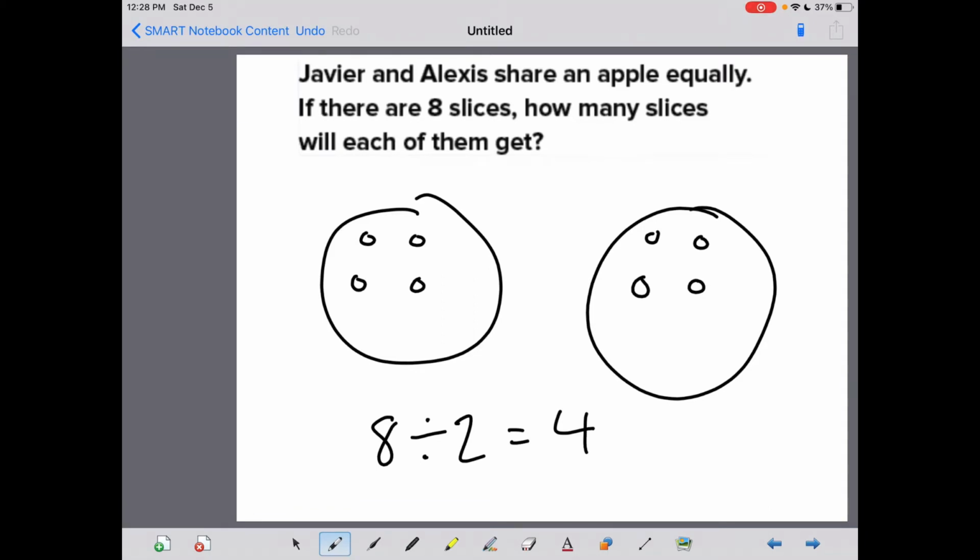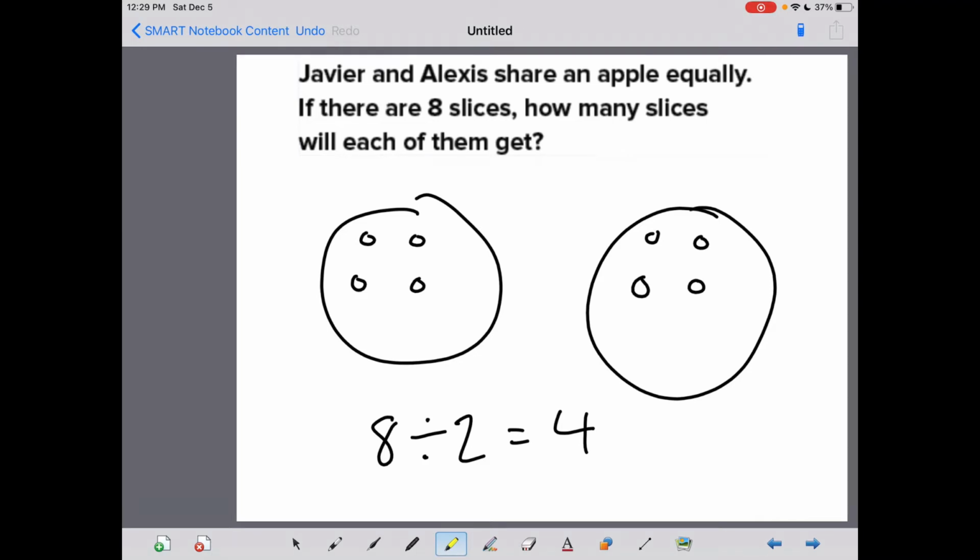Now the fun thing that I wanted to talk to you guys about today is that whenever you are dividing by 2, you can use a strategy. You can use equal groups or repeated subtraction on a number line or stacked repeated subtraction, or you can use fact families and find out what times 2 equals 8. There's a lot of different ways that you can do this.